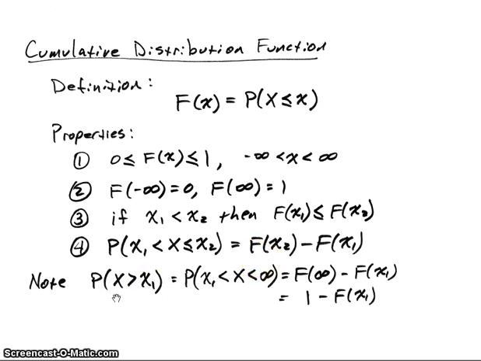Alright, so given that, if we look at the probability that X will be greater than some number, we can redefine that as the probability that X will be between whatever that number is and infinity. So using the above property, that's equal to F of infinity minus F at whatever that x1 value is. And we know from property 2 that F of infinity is equal to 1, and therefore this will just be equal to 1 minus the cumulative distribution function at that x1 value.